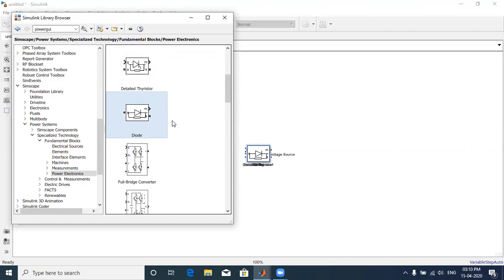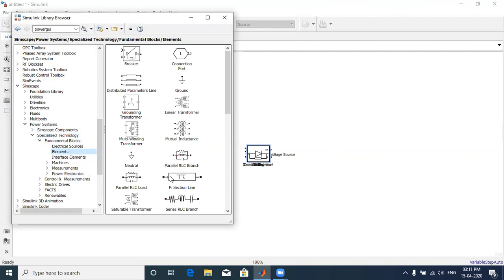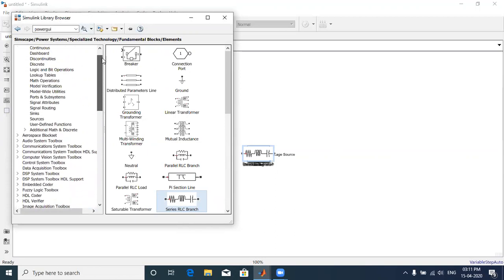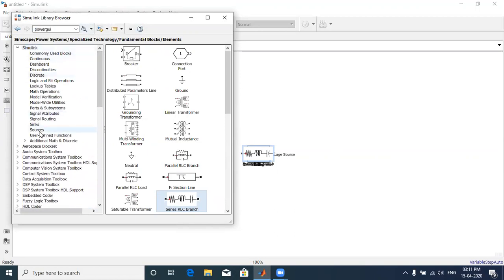So now the next thing is I will require a load. So in the same power system, specialized technology, fundamental blocks, you can see this elements. Go into elements, place a series RLC branch. Then as I said, we are going to measure input and output side. So to measure input voltage, we will place the voltage measurement block.